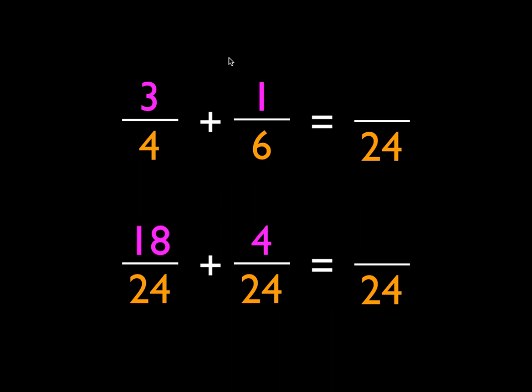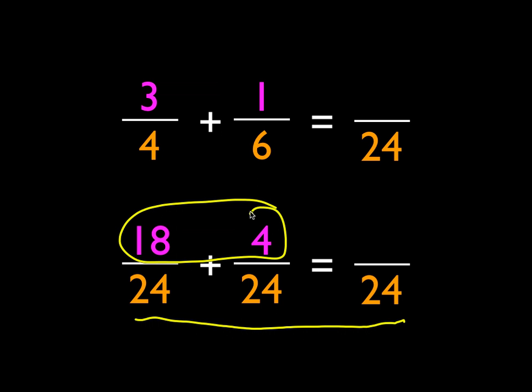Okay, so we've got all the numbers the same, and now we just add the numbers together. So 18 plus 4 is 22. So we have 22/24. Now, if you know anything about fractions and you're looking at 22/24, something should be like, something's not quite right with this picture.